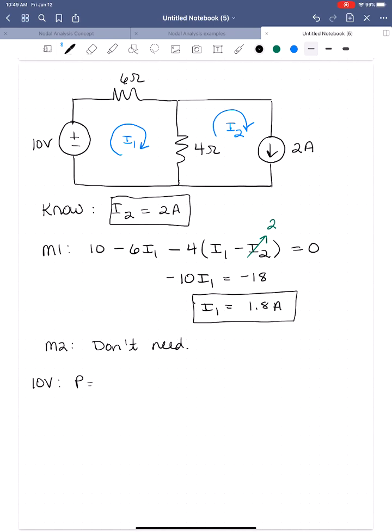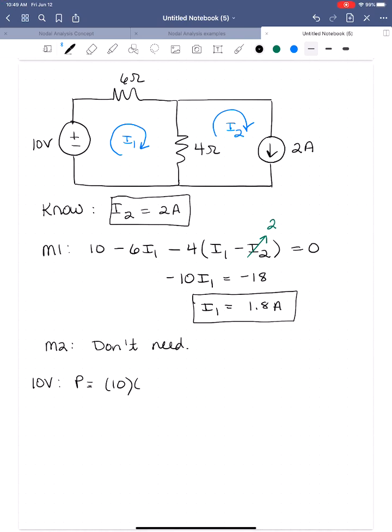So P is equal to V times I. The voltage is the value of the source, 10. And what is the current? Well, I1 is the current that flows through the 10-volt source. It flows in this direction, so it is flowing from minus to plus, the quote-unquote right direction to give power delivered.